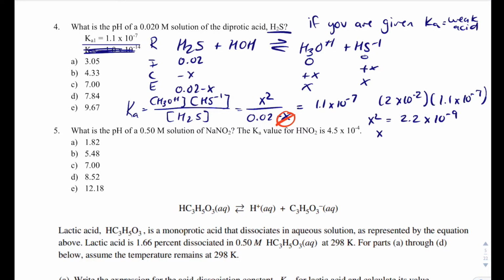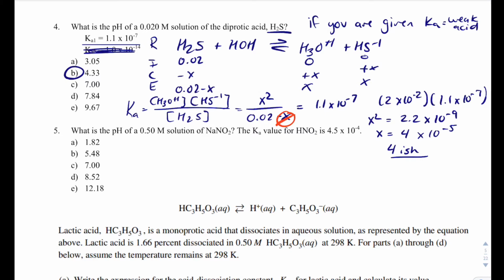We take the square root. And what we're going to get is a number that maybe you could estimate, maybe you wouldn't, but we're going to get about 4-ish times 10 to the minus 5. And when I take the negative log of that, I'm going to get 4 point something-ish. And if you look at the answer choices, we only get B as a possible answer, so it must be B.